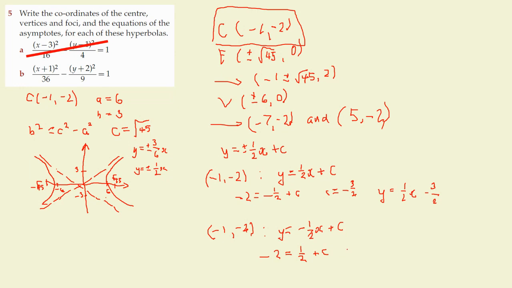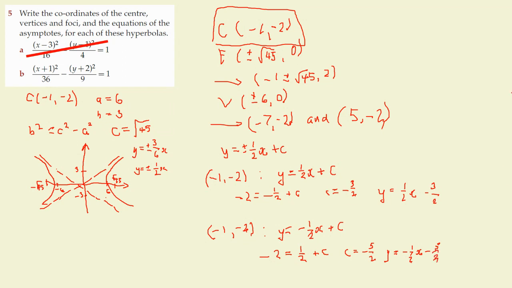Take away the half to get left with what c is. C is minus 2.5 or minus 5 over 2. And my second asymptote is then, in full, y is minus half x minus 5 over 2.